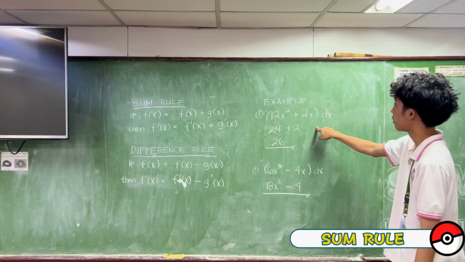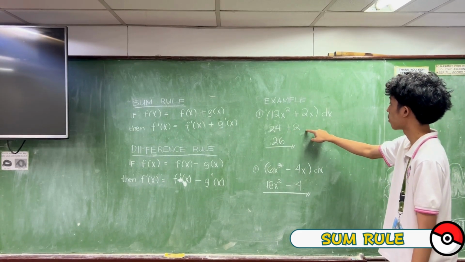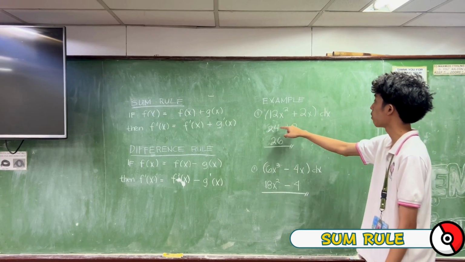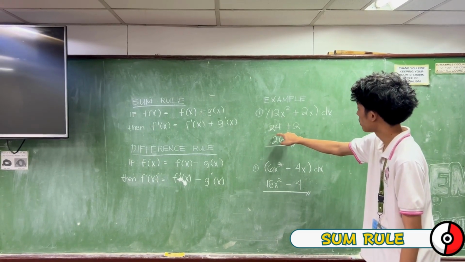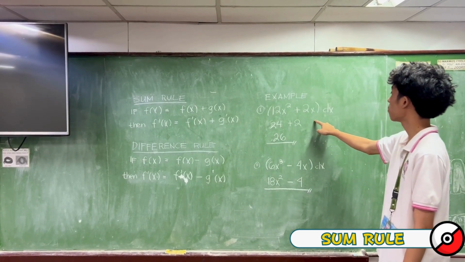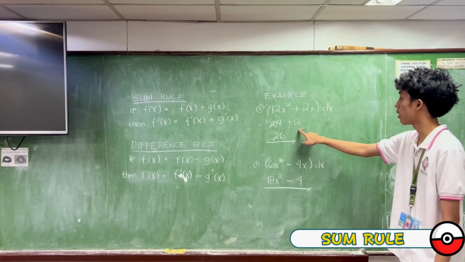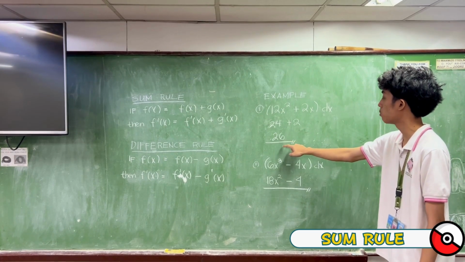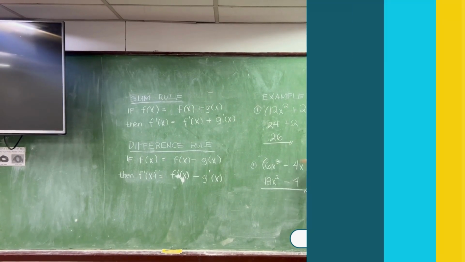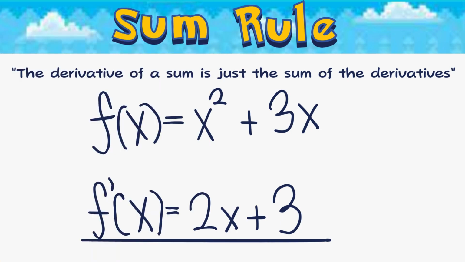First, we're gonna find the derivative of 12x squared plus 2x. The derivative of 12x squared is 24, and the derivative of 2x is 2. Then 24 plus 2 is equal to 26, and that's the final answer. In the sum rule, the derivative of a sum is just the sum of their derivatives.